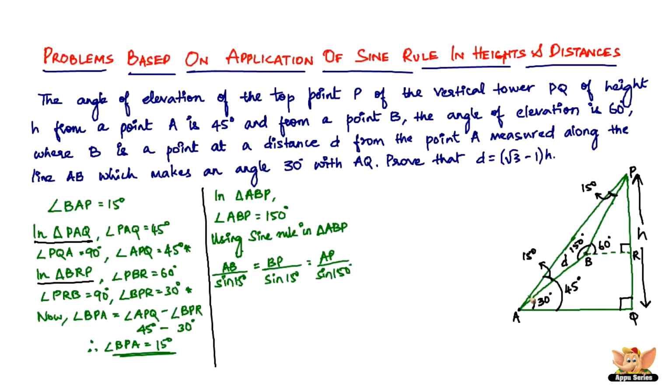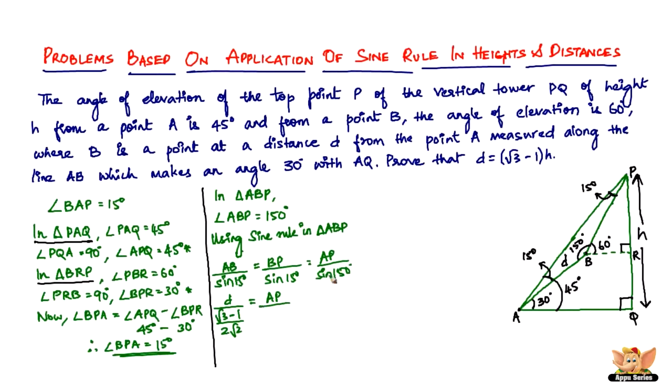So now AB is D, so let's replace that by D. And sine 15 degrees, as we did in one of the previous videos, is equal to root 3 minus 1 divided by 2 root 2. So D divided by root 3 minus 1 divided by 2 root 2 equals, now let's not take BP because it's not going to be of much help to us. We just need to consider two things. So let's take AP by sine 150.